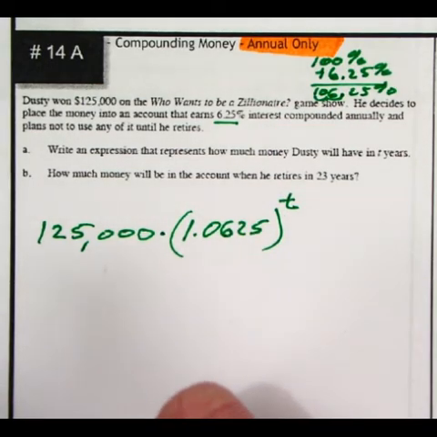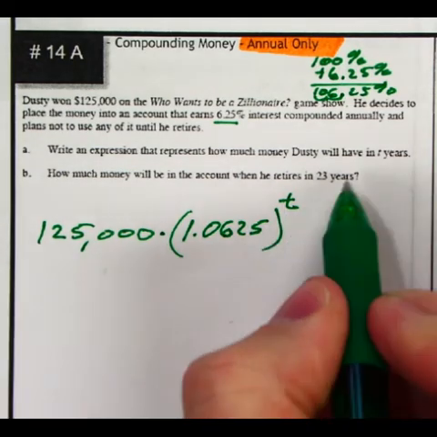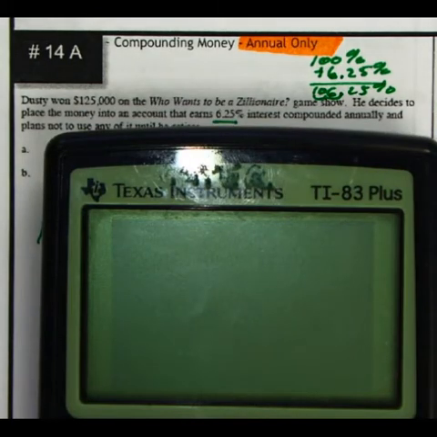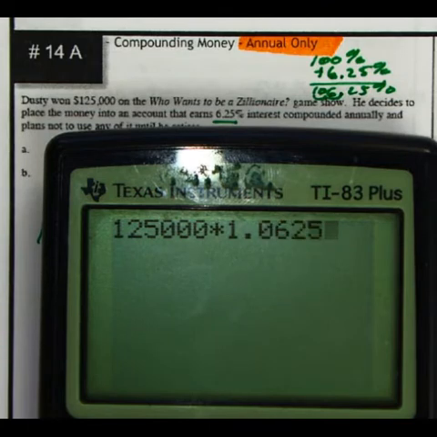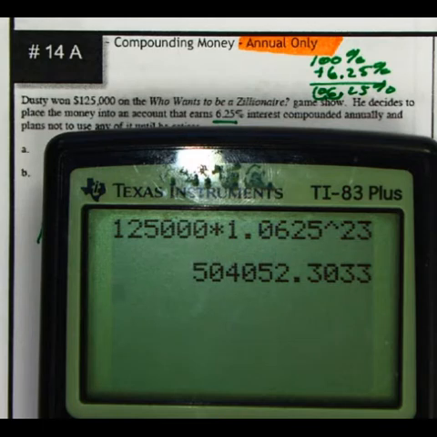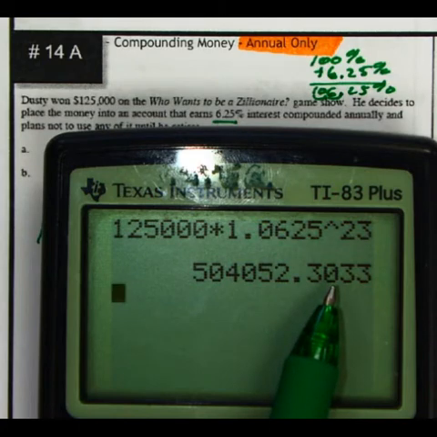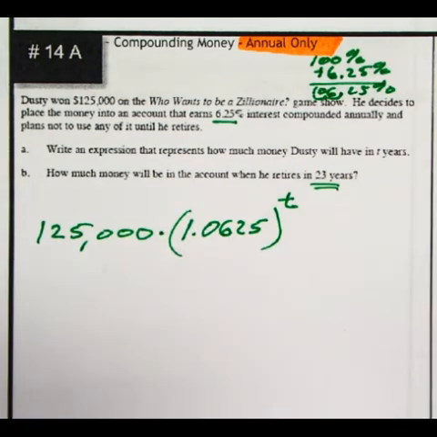Now, the next thing would be then to calculate how much money he is going to have 23 years later. For me, I would just jump to my calculator and just type it in. 125,000 times 1.0625 to the 23rd power, and you'll notice that it's just a little over 504,000. And with correct rounding, money, remember, goes 2 decimal places, so that's a 3, so that's going to keep this a 0, so it's $504,052.30.